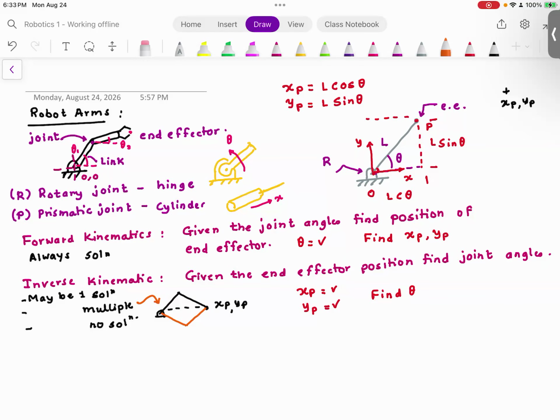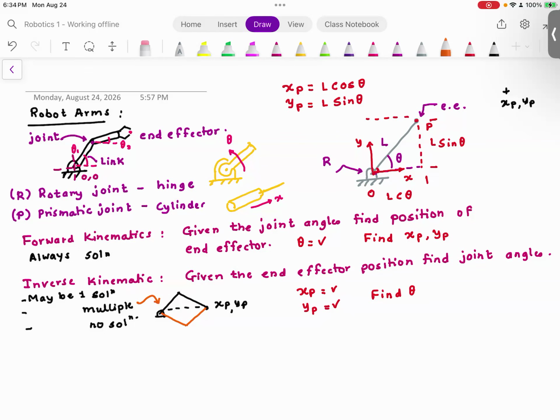But before I go further, any questions on the forward kinematics, inverse kinematics, rotary joint, prismatic joint? If I give you a one link robot, and I ask you to solve the forward kinematics, given the L, given the theta, you will find XP, YP. If I ask you to solve inverse kinematics, then if I give you XP and YP, you will try to find the value of theta. Everyone understood this?